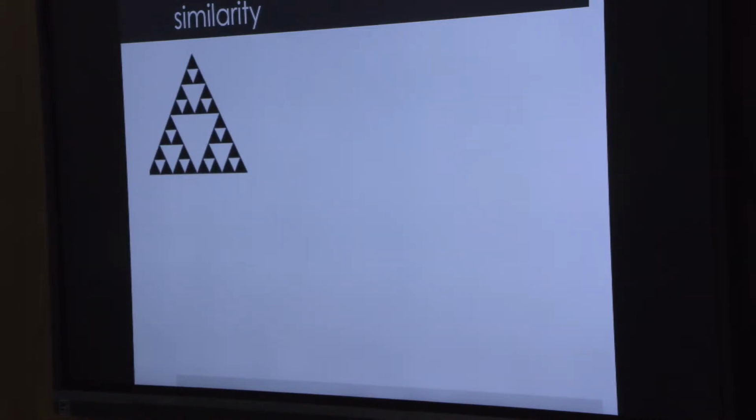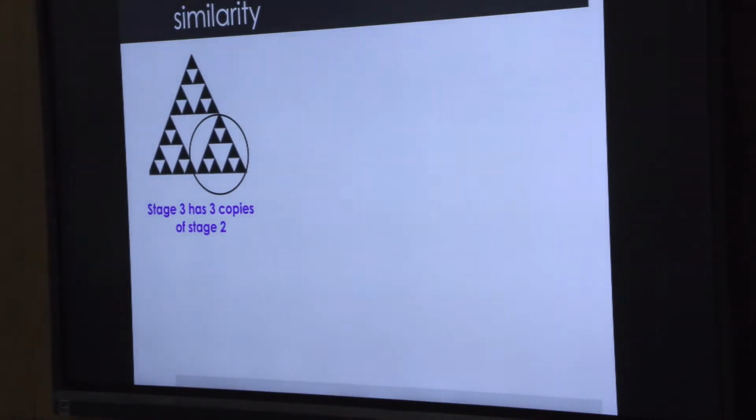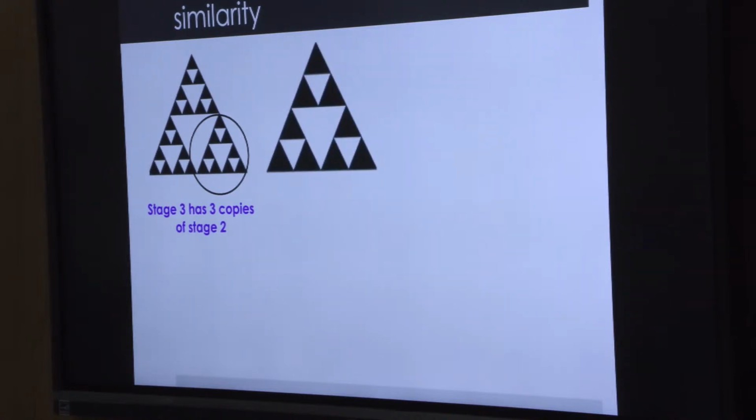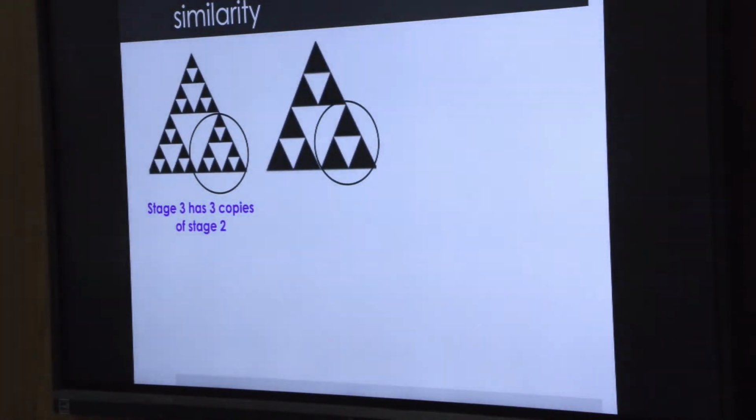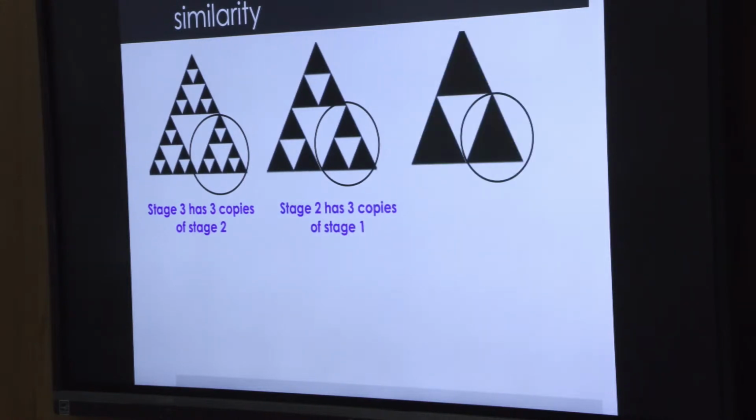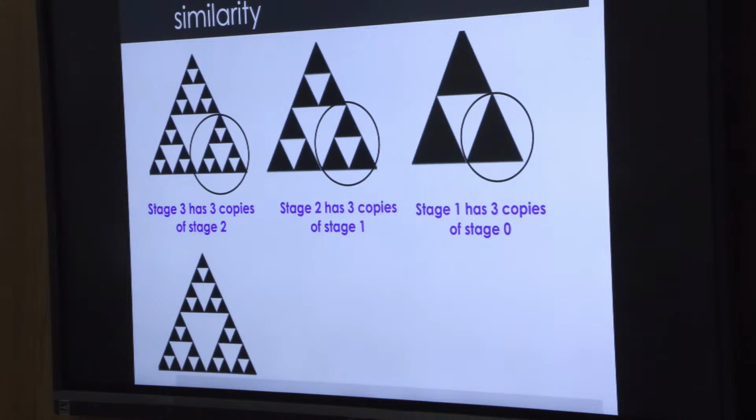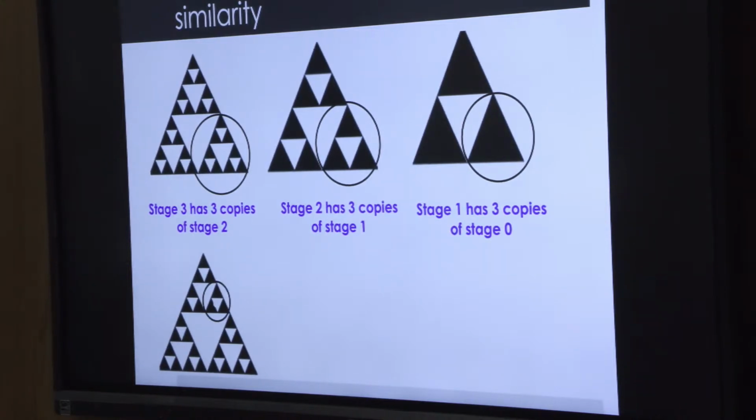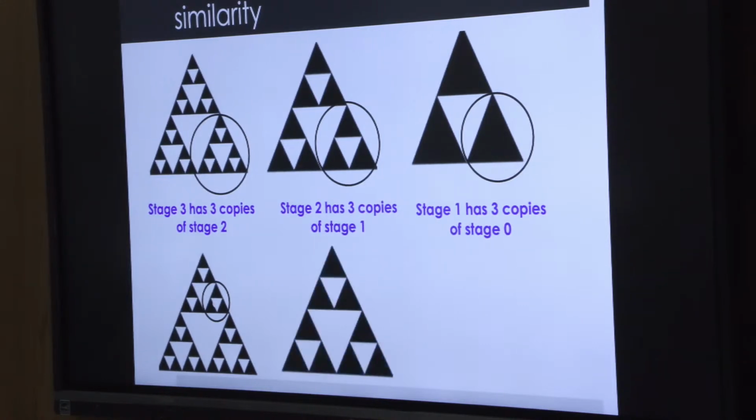So can you see copies of stage 2? If I look at the portion in the circle, it is stage 2. How many copies of stage 2 are there? 3. And so stage 3 has 3 copies of stage 2. Now if you look at stage 2, it has 3 copies of stage 1. So at least this part children can do easily. And even at stage 3, you can identify copies of stage 1. So every stage has previous stages incorporated, and counting them leads us to the same geometric sequence.